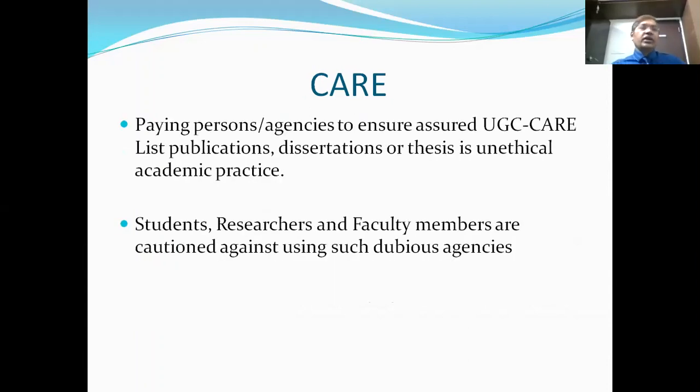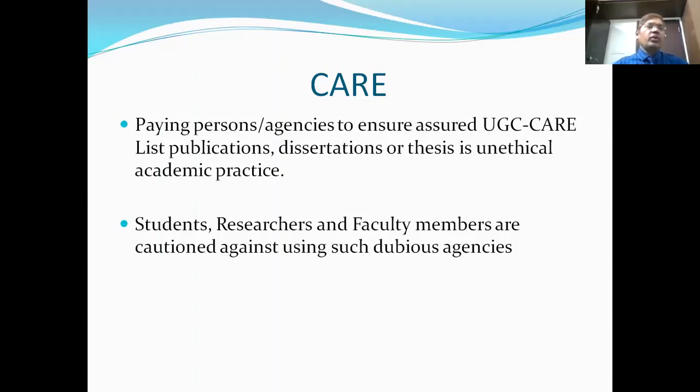And just beware of paying persons and agencies to ensure publishing in UGC CARE listed journals. That is an unethical practice, and you should focus on these things. Don't go with these agencies, and try to learn the things. At the beginning, you'll be putting in some effort. Once you put in effort, you learn the things, and you'll try to produce some good research articles. I think it will help you in the near future.